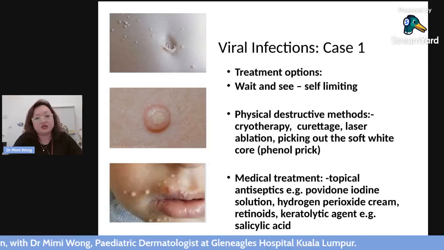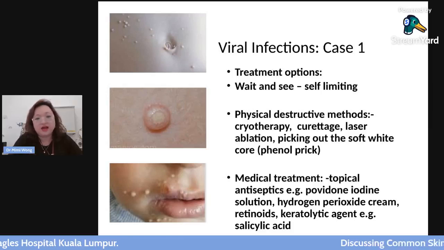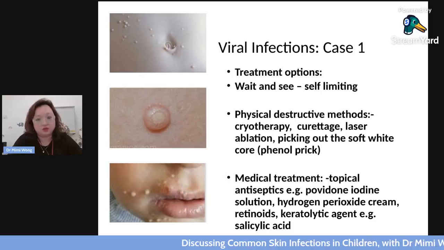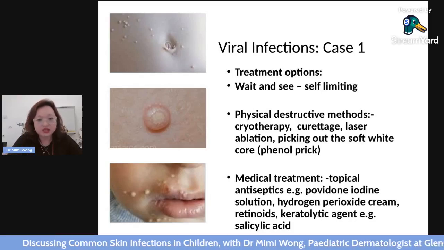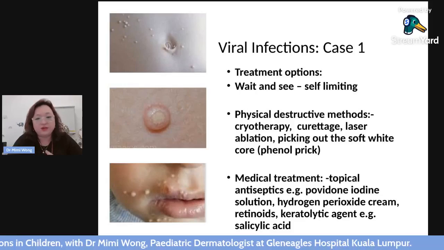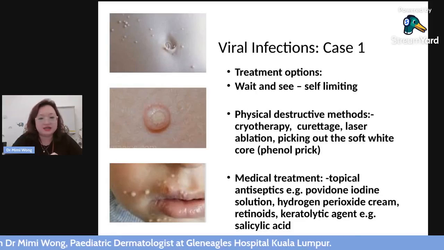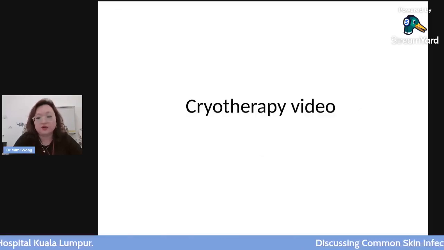Then I would usually treat. My take is that if it's multiple, involving two parts of the body, I would start treatment. You can use physical destructive methods or medical treatment. I usually start with cream first, which is medical treatment. You can use antiseptics, povidone or hydrogen peroxide cream, and also keratolytic agents such as salicylic acid, which is quite commonly used in a pediatric dermatology setup. And we can also use physical treatment such as cryotherapy.